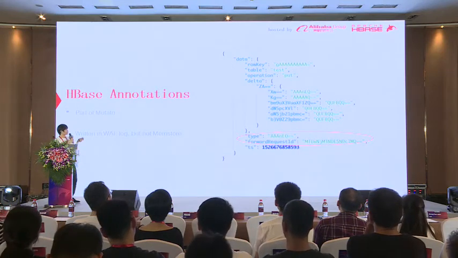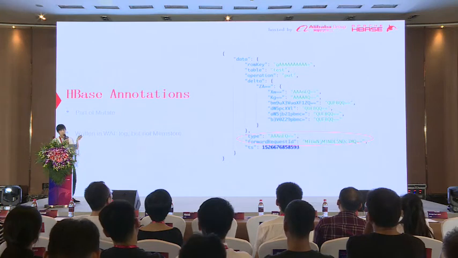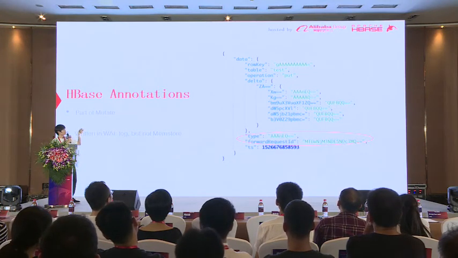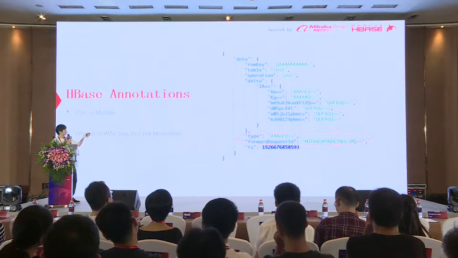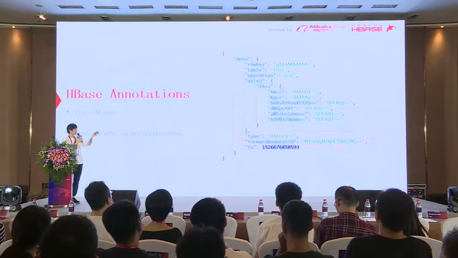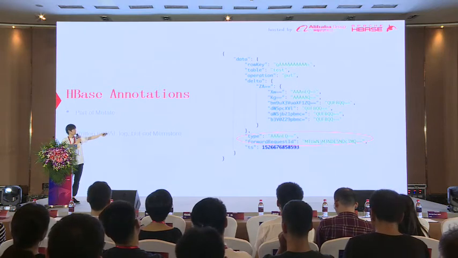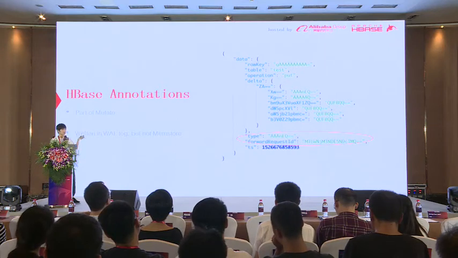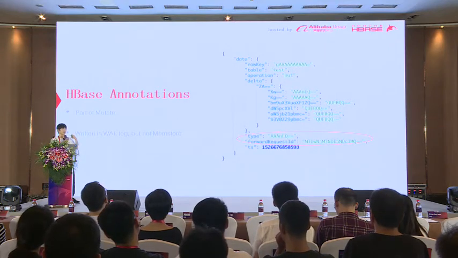Here is an example of an HBase Kafka event. You can see the row key, table, and operation, and the delta is the diff. The ZA equals equals is the column family. This is the common HBase mutate request. But the type and the forward request ID are part of the annotation. The annotation works as a map, so you can add customized key-value information into it.